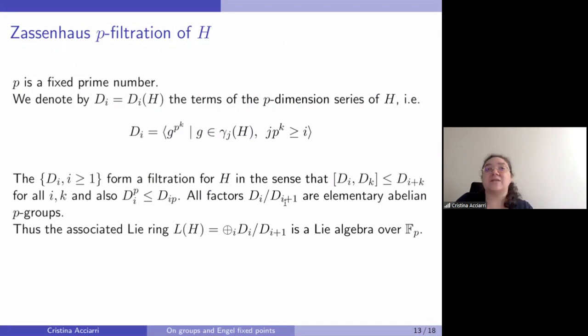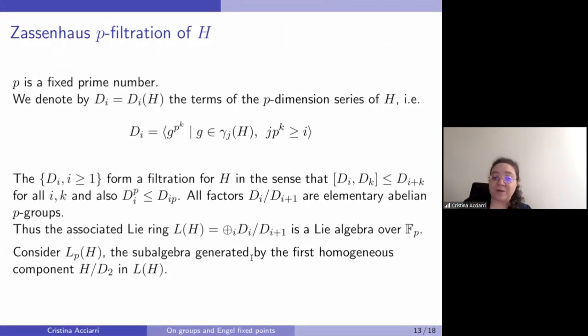And so what we can do is just associate a Lie ring to H. You just consider the additive group with all these factors that are abelian, and this becomes a Lie algebra, precisely since you have this exponent p in each factor. So a Lie algebra over the finite field of p elements. And now inside this Lie algebra associated to our subgroup H, we are going to consider what I call L_p of H. The notation could be not very standard, in the sense that sometimes this is called D_p of H, but I will call this L_p of H. It's just the subalgebra generated by the first homogeneous component, the first factor D_1 over D_2. Of course D_1 is just H, so we have H over D_2. So this is a subalgebra of L of H.